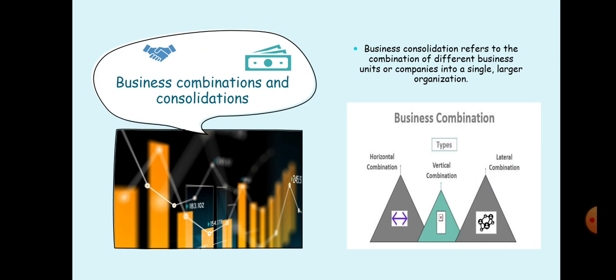Business consolidation refers to the combination of different business units or companies into a single larger organization. There are different types of business combination. One is horizontal combination, the other one is vertical combination, and the last one is lateral combination.